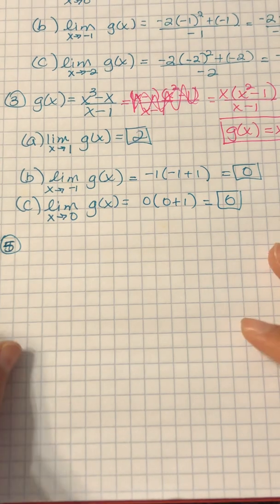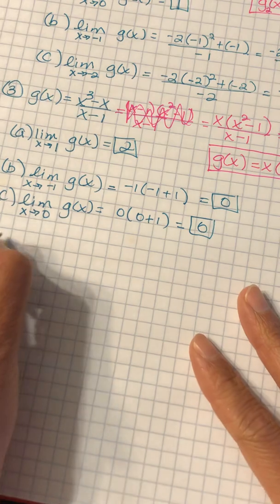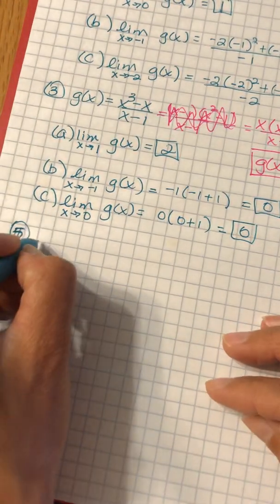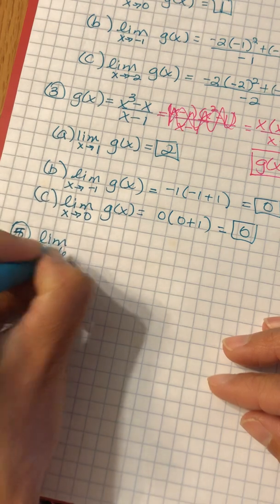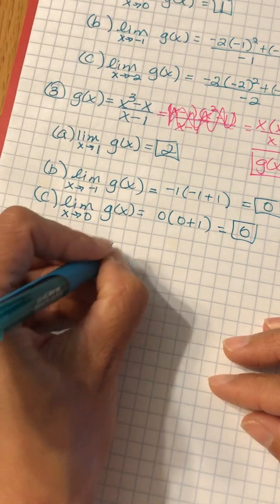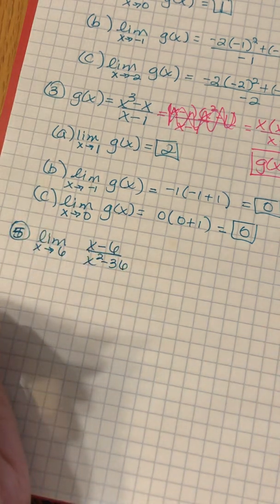All right, number 5, it says, find the limit if it exists. And the limit that we are trying to find is the limit as x approaches 6 of x minus 6 over x squared minus 36.